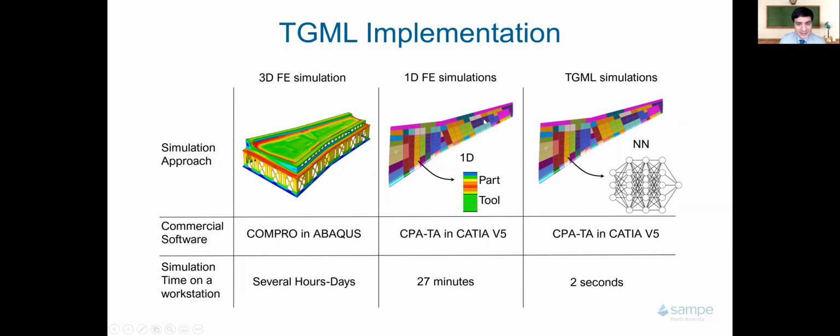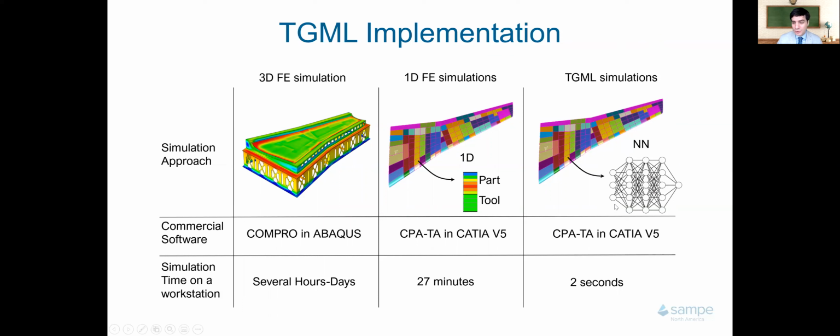You can do the same type of analysis using CPATA software in CATIA, where it divides a wing skin into many different 1D zones, and conducts many 1D FE simulations with different configurations, let's say different tool thicknesses and different cure cycles, and tells you if you can manufacture a part or not. That takes 27 minutes on a typical engineering workstation. So you set the part, you set the simulation, it takes half an hour. You have to wait for the simulation to be done.